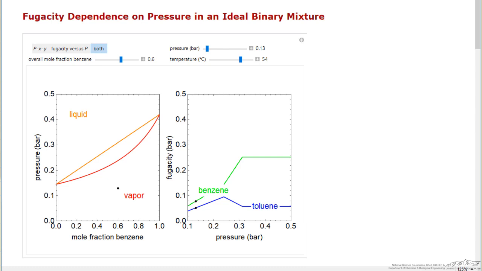And then I can change the overall mole fraction, which on the graph on the left just moves the black point left to right. But notice changing the mole fraction changes these curves significantly. So we change the fugacity significantly. If we have more benzene, benzene has a higher fugacity. If we lower the mole fraction of benzene, we're lowering the fugacity in both liquid and vapor phases.